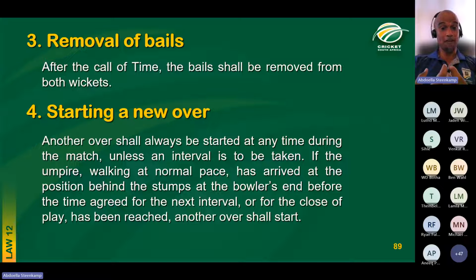We will start a new over if the striker's end umpire now starts walking towards the bowler's end, and the striker's end umpire needs to walk at normal pace. He or she shouldn't be running towards the bowler's end, nor taking small steps or walking slowly to get to the bowler's end. Normal pace, as done throughout the session. So, walking at normal pace, if the striker's end umpire arrives behind the stumps at the bowler's end before 12 o'clock, a new over needs to be started.